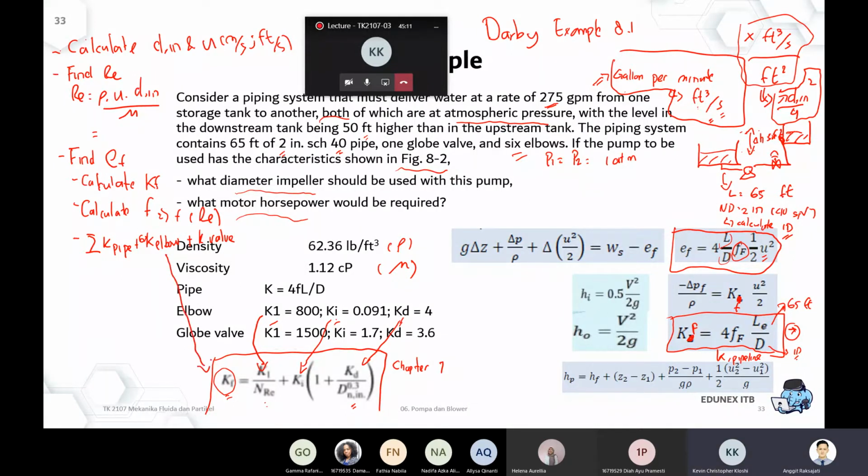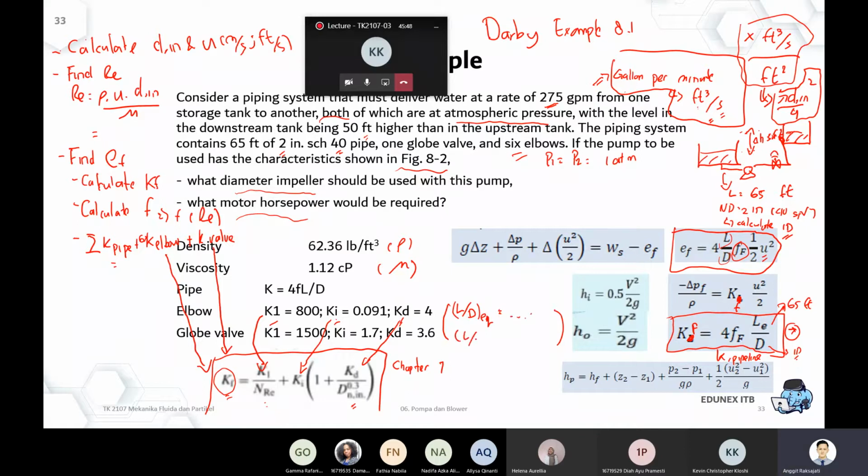So for the elbow, you get the number from the K directly for the fitting. The only 4 times f L per D that you need is the straight pipeline. But be careful. Sometimes the problem will be expressed in a different way, and it's very common the elbow and the valve are expressed as L per D equivalent. Again, in chapter 7 of Darby and in the previous slide from Pak Wawan, the table for this L per D equivalent should be provided.